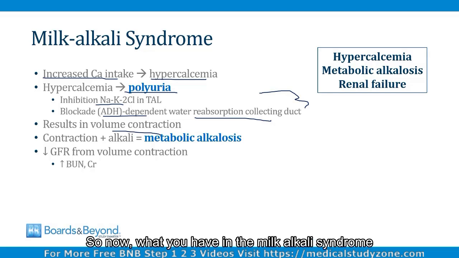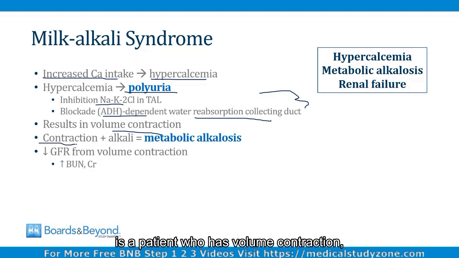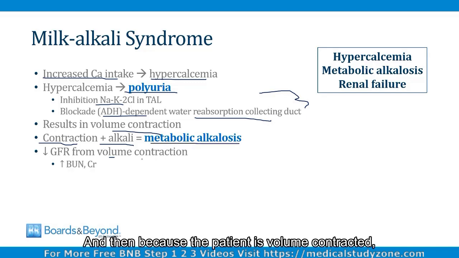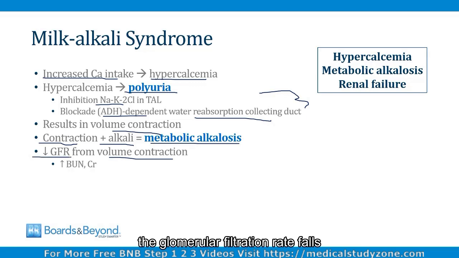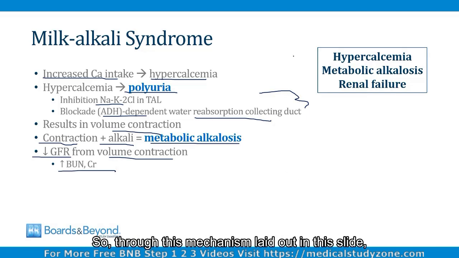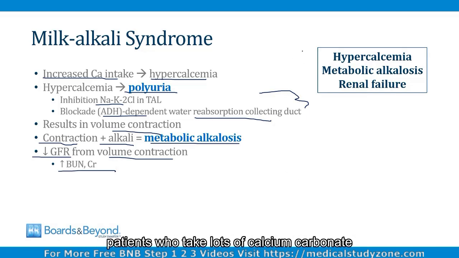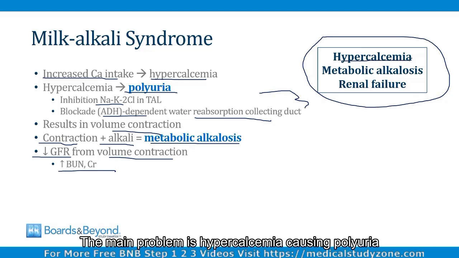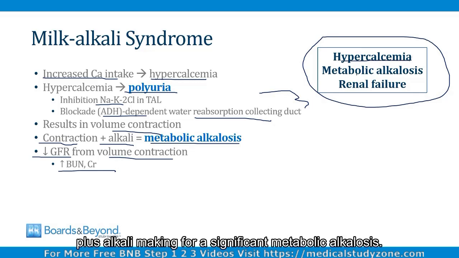So now what you have in the milk alkali syndrome is a patient who has volume contraction, which causes an alkalosis, plus they are taking alkali in as part of the calcium carbonate antacid. So this combination leads to a potentially raging metabolic alkalosis. And then because the patient is volume contracted, the glomerular filtration rate falls and the BUN and creatinine rise, and that's how these patients develop renal failure. So through this mechanism laid out on the slide, patients who take lots of calcium carbonate develop the triad up here. The main problem is hypercalcemia causing polyuria and volume contraction plus alkali, making for a significant metabolic alkalosis.